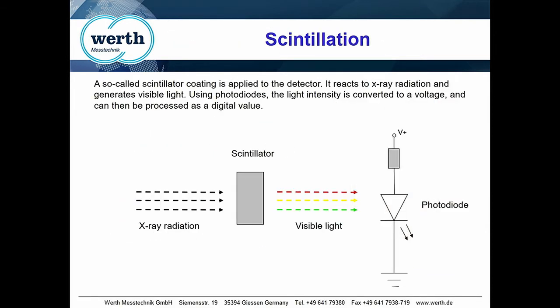And all of our detectors have a scintillator coating, so that converts X-ray radiation into visible light, and then your photodiode will convert that physical light into a digital amplitude.